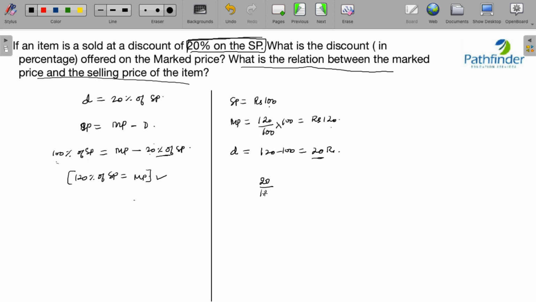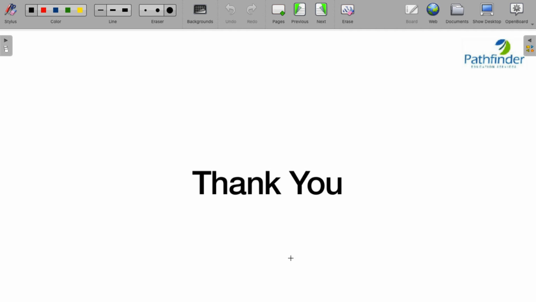Now you are required to calculate this discount as a percentage of the marked price. So discount as a percentage of marked price will be 20 upon 120 into 100. 26 are, 25 are, 2 3s are, and 2 10s are. So we get 50 by 3% or 16 integer 2 by 3%. So this discount percentage is 16 integer 2 by 3% on the marked price.